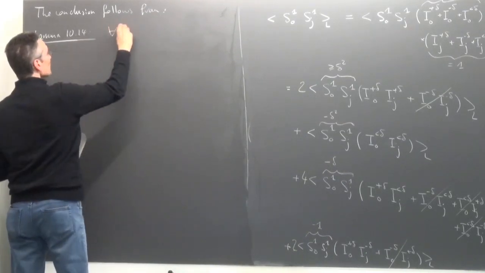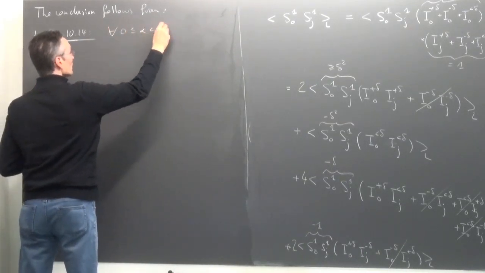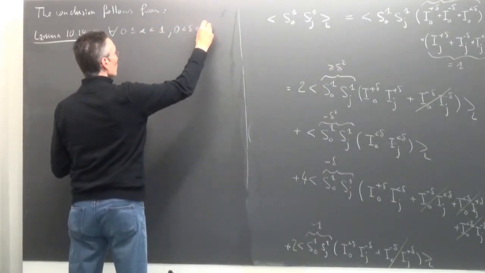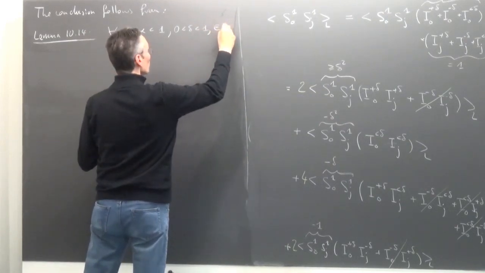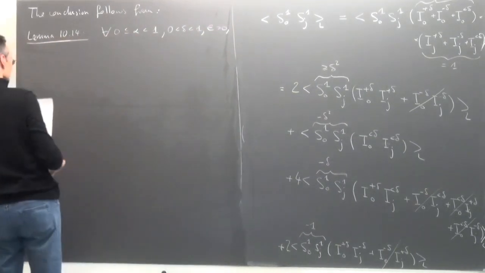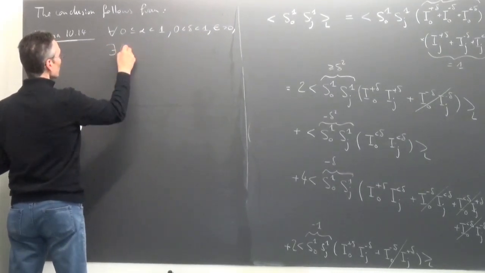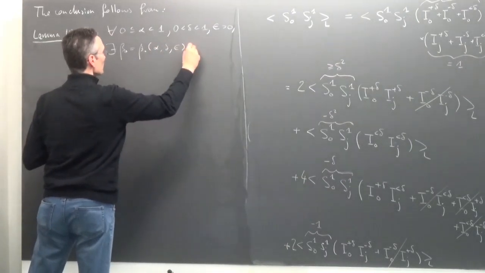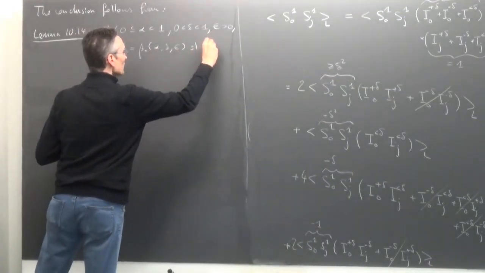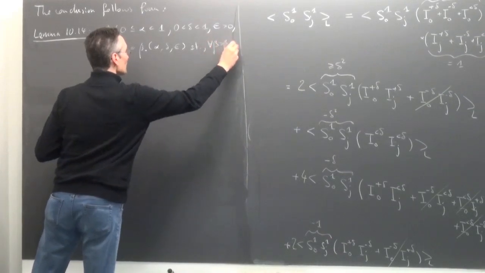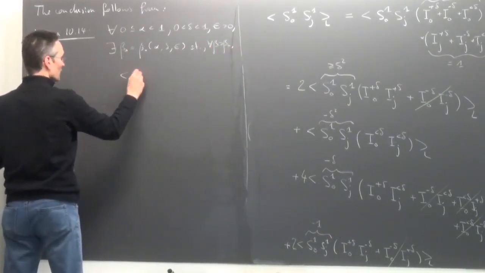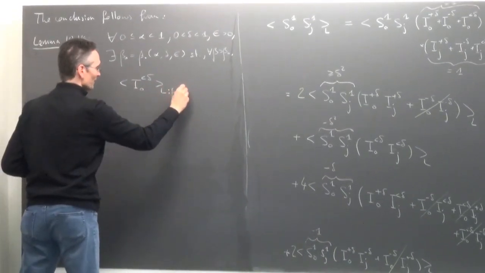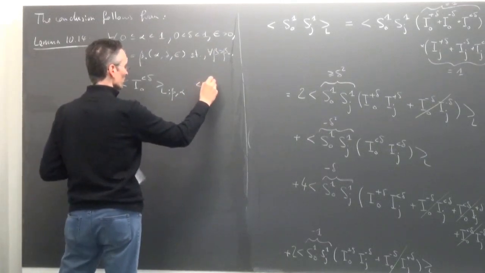So for any alpha strictly smaller than 1, any delta between 0 and 1, any epsilon positive, there exists beta 0 of alpha, delta, epsilon such that for any beta larger than beta naught, the expected value, let me write it precisely here, this guy is smaller than epsilon.